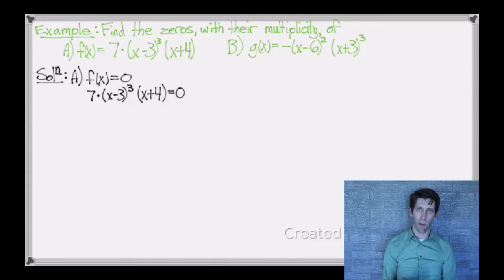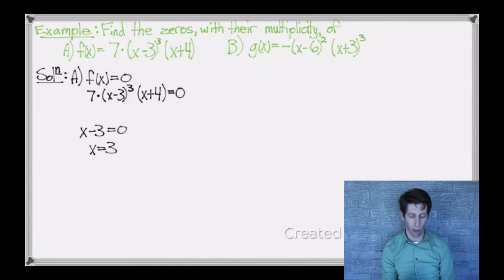So anytime you're looking for the zero of a function, it doesn't matter what kind of function it is, zeros are x values at which y is 0. So you'll notice that we've set y, that is f of x, equal to 0 here. But f of x in this case is 7 times quantity x minus 3 cubed times quantity x plus 4. So we've taken that and set it equal to 0. Now, by the zero factor property, what that means is that one of those factors is 0. Either x minus 3 equals 0, in which case x equals 3, or x plus 4 equals 0, in which case x equals minus 4. These are the two zeros of this function, and this is all old hat stuff that we've covered before.